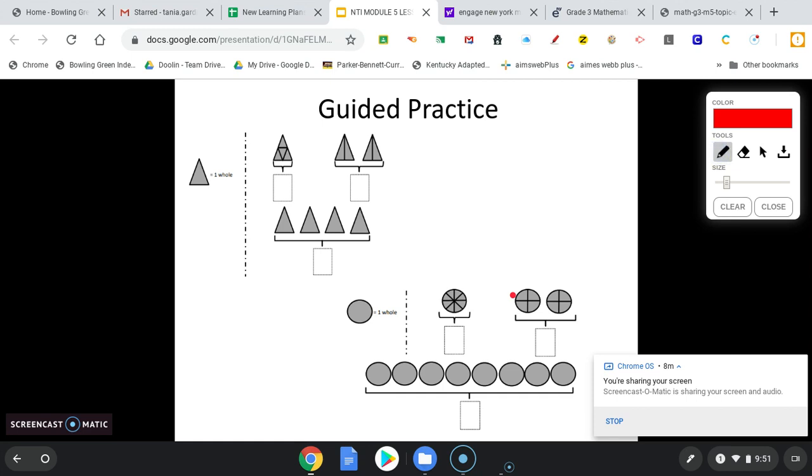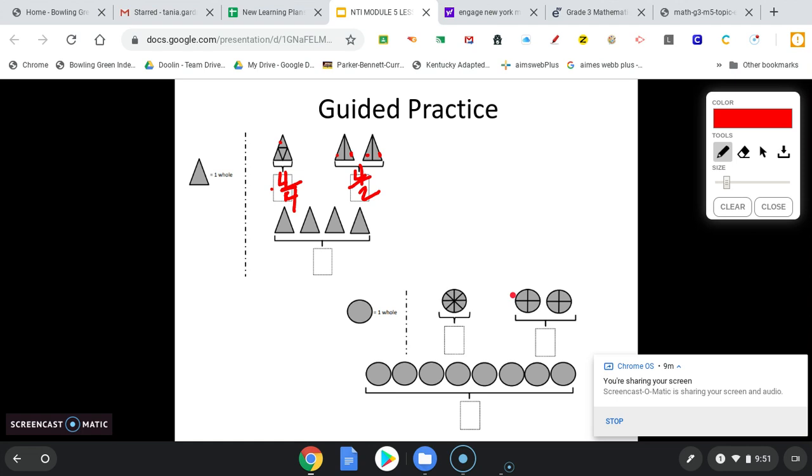How many equal parts do we have? 1, 2, 3, 4. Very good. And how many wholes are there? Or how many parts are there? There are 4. So this would be 4 fourths. Okay. Now this one we have 1 half, 2 halves, 3 halves, 4 halves. So we would write that as 4 halves.